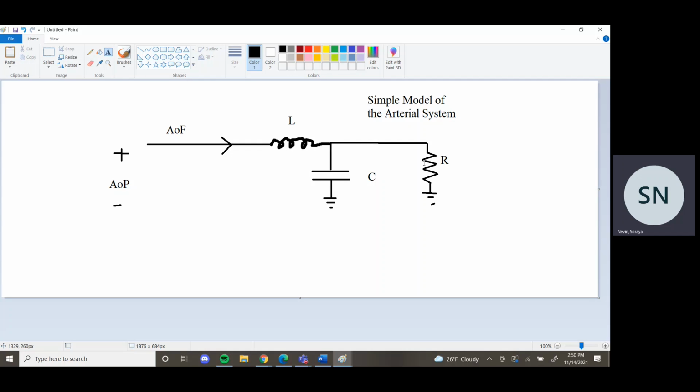From this model at 0 frequency, the impedance will be R. At lower frequencies, the inductor will not apply, but the capacitance will dominate. And as frequency increases, the inductor will become dominant and the phase will become positive.